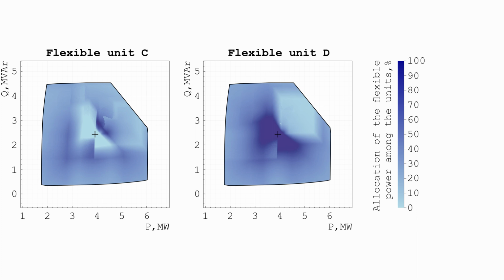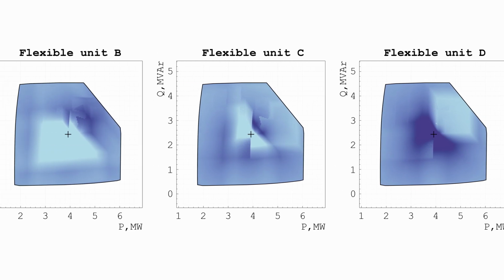Then if we check what happens with more expensive units like unit C, we can notice that it is not producing any flexible power close to the initial operating point. Again, this is perfectly logical. This unit is more expensive, so why should we activate it to provide some flexibility here?